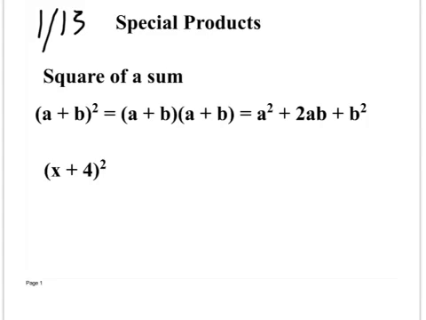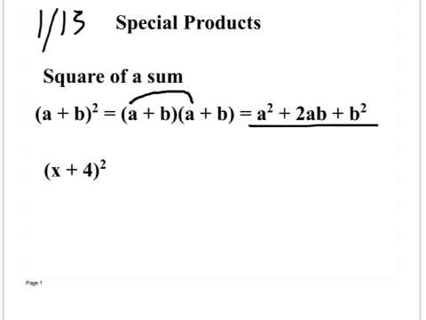Special products. Hey, the square of a sum. When you have a polynomial like a plus b and you square it, this is what you're going to get: a squared plus 2ab plus b squared. Okay? I can prove it to you by foiling it.